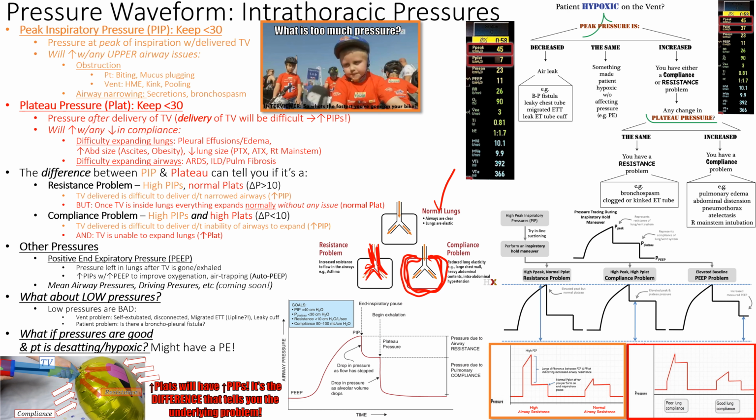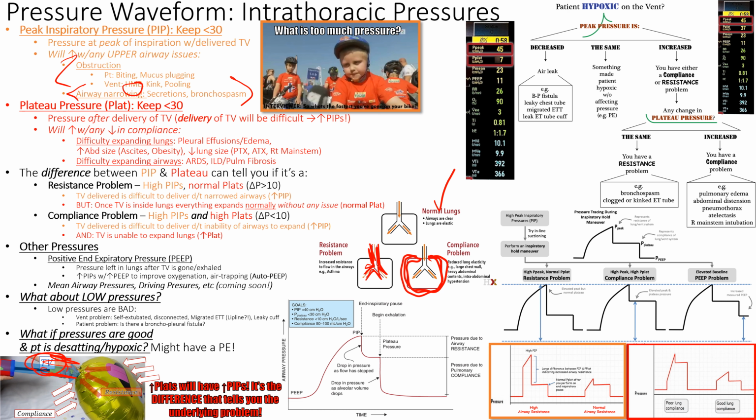Okay, so when we have PIPs that are elevated, it's either a patient problem or a ventilator problem. The patient is biting, there is mucus, there's plugging happening, or it's a ventilator problem. The HME is full of secretions, the ballard is full of pulmonary edema, there's a kink in the tubing, there's a pooling of secretions, there's an obstruction in the way. Also, on the patient side, there are a lot of secretions, there's bronchospasm. These are things that make it difficult for air to get to the lungs in the first place. So it's an upper airway problem when I give that tidal volume, right?